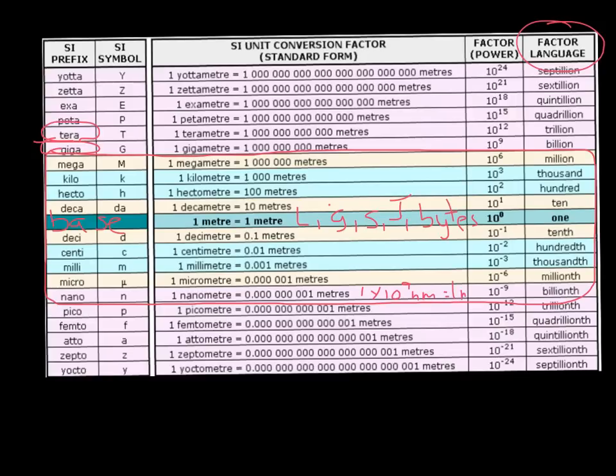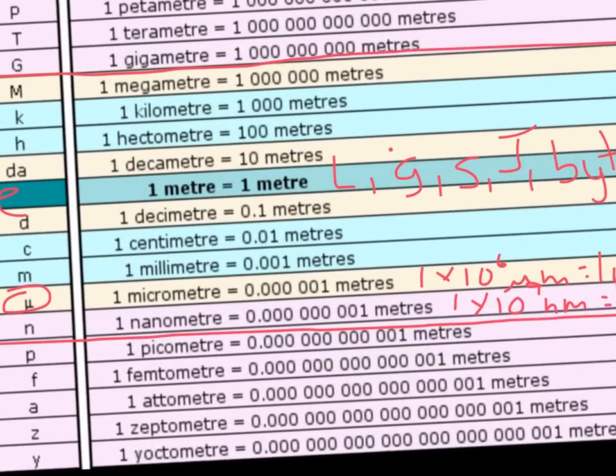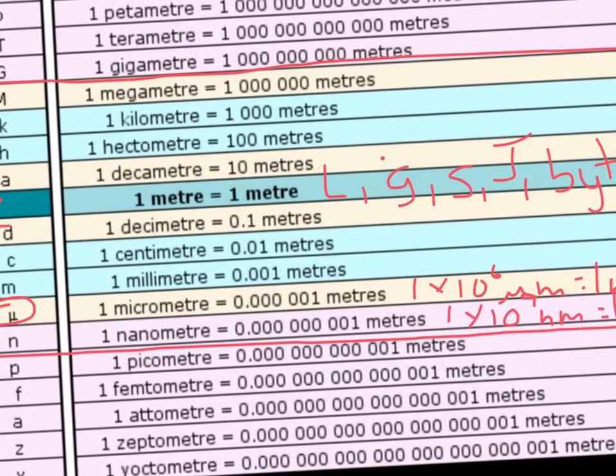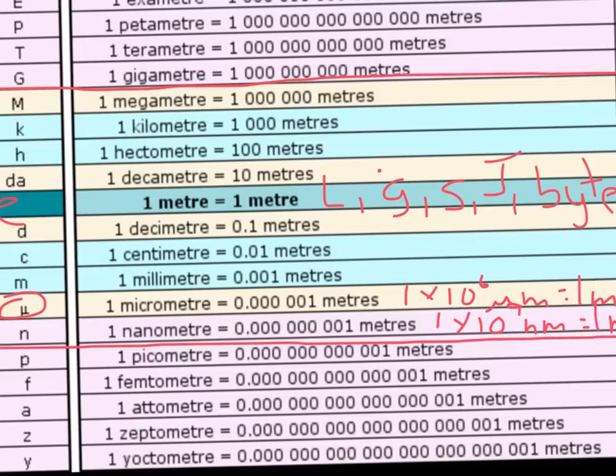equals 1 meter. A micrometer, we use this Greek letter nu. It's a U with a tail in front of it, basically. 1 million, 1 times 10 to the 6th, micrometers, a U with a tail on it, equals 1 meter. Let's make this a little bit bigger for us so we can see what exactly I'm writing.